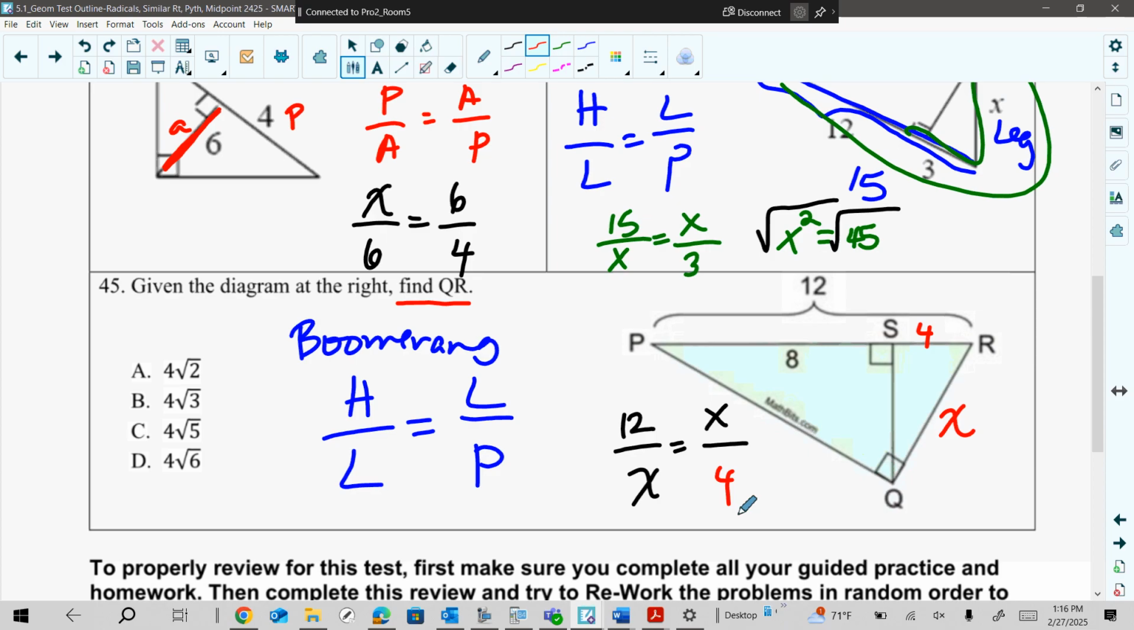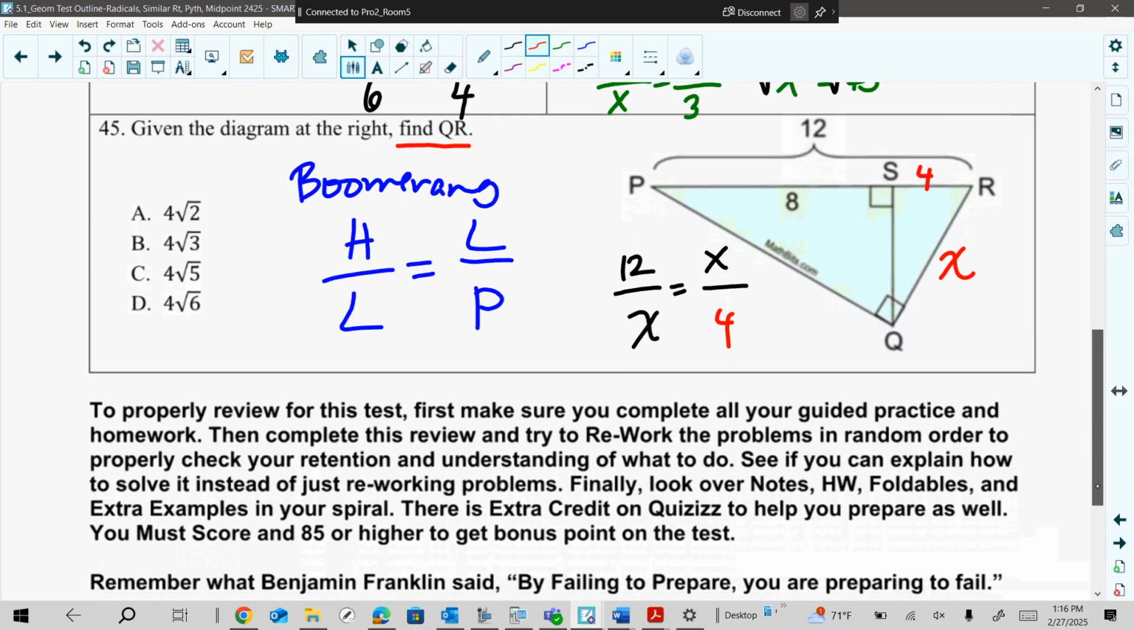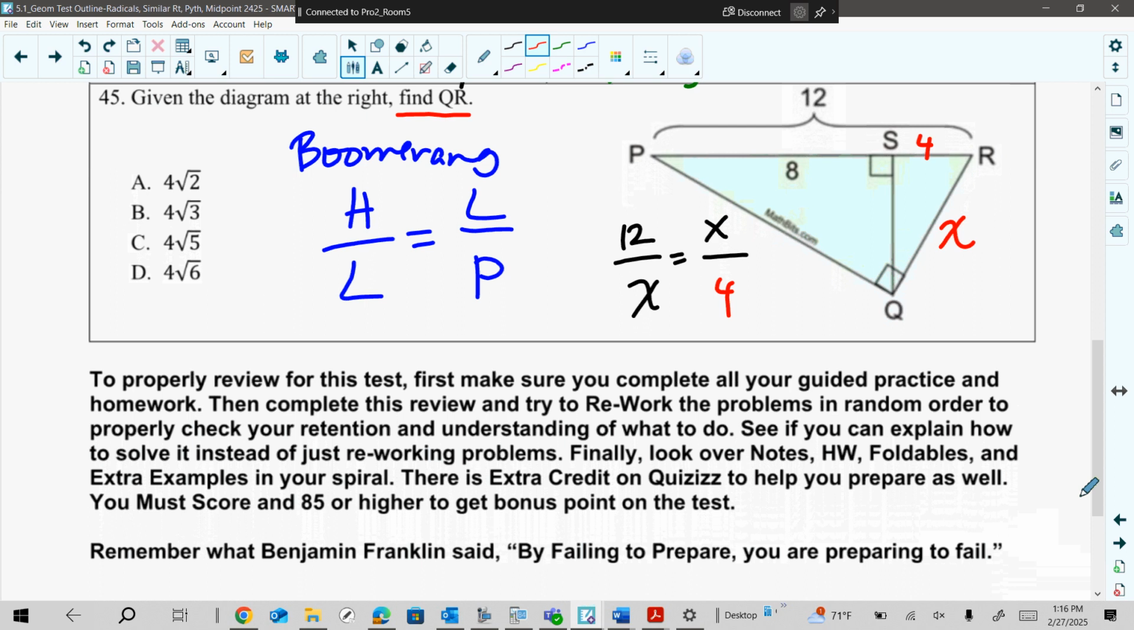So if you want extra credit, guys, or you want extra points on your tests, you have to do the extra credit on quizzes. Okay? It's right set. It says 85, but I think it's set for an 80. You have to make an 80 to get the extra points. All right? There you go.